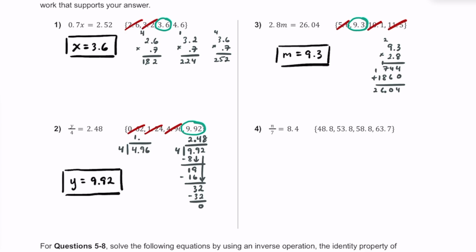That is the solution. All right, cool. Let's check out number 4. For number 4, we have this equation, some unknown number n. If you go ahead and divide it by 7, we end up with 8.4. So which one of these 4 numbers, if you divide it by 7, do we end up with 8.4?